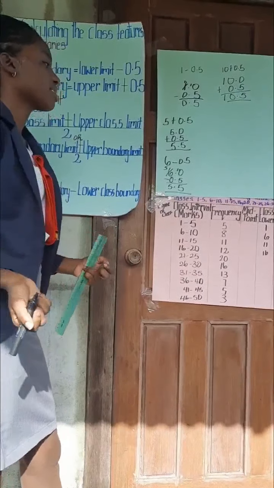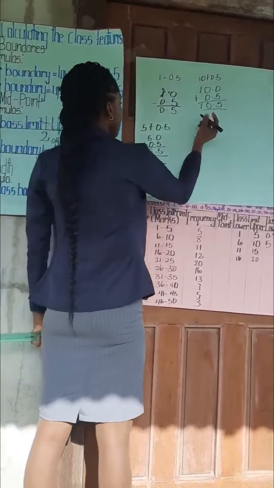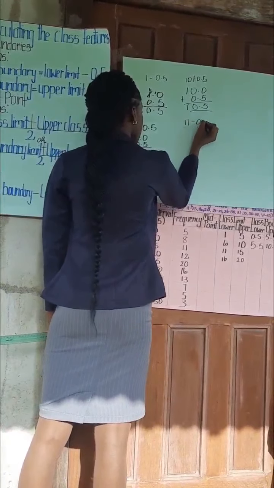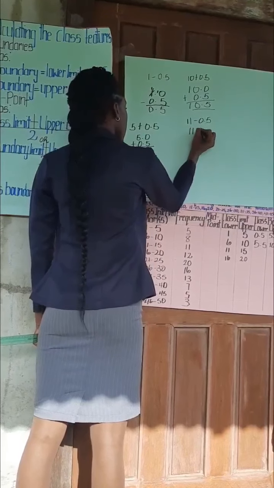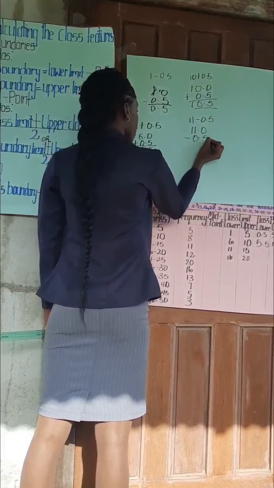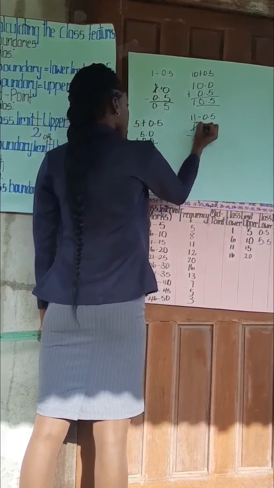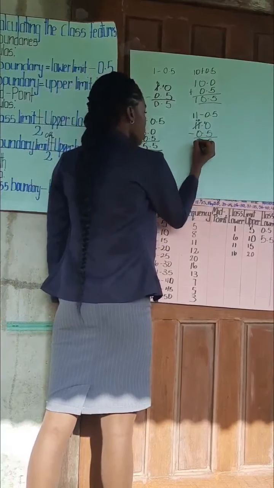Yes, we have to subtract 0.5 from 11. 11 minus 0.5 is going to be 11.0 minus 0.5. This becomes 10.5.